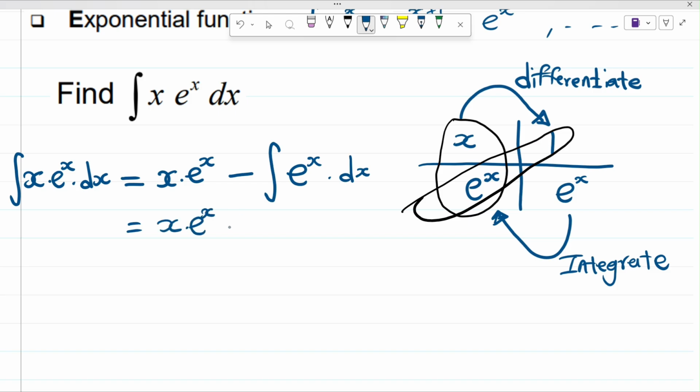So it's going to be e to the power x minus, when we integrate e to the power x, it remains as e to the power x, then plus c. Then you're done. Ta-da! You have your answer. So that's how basically I do it.